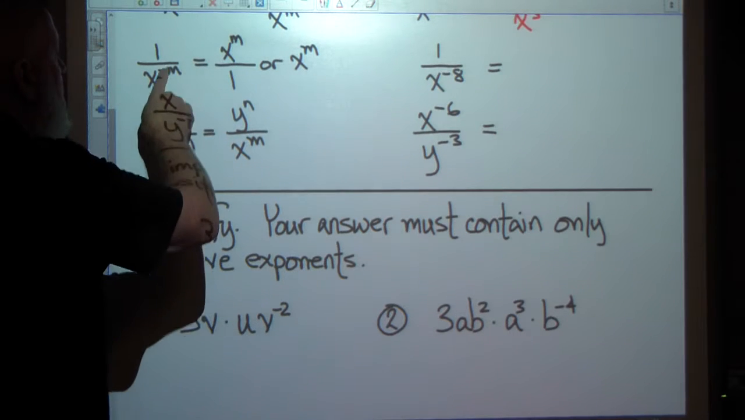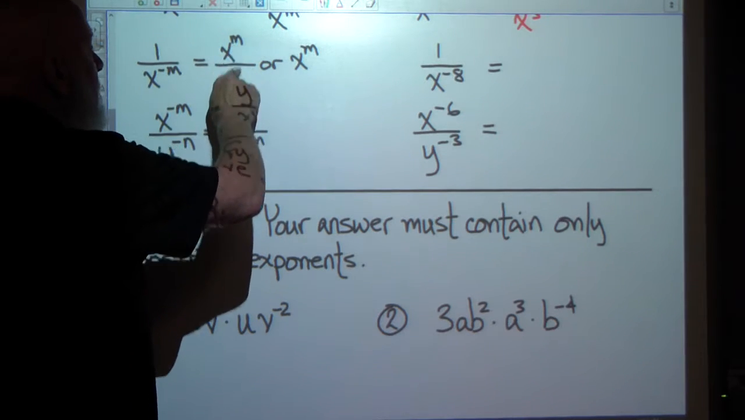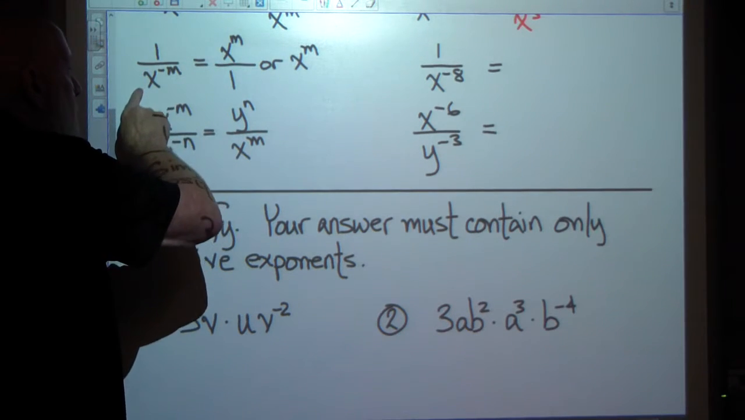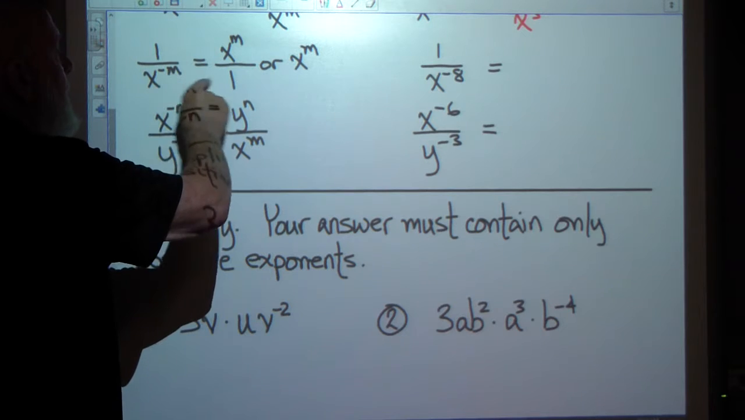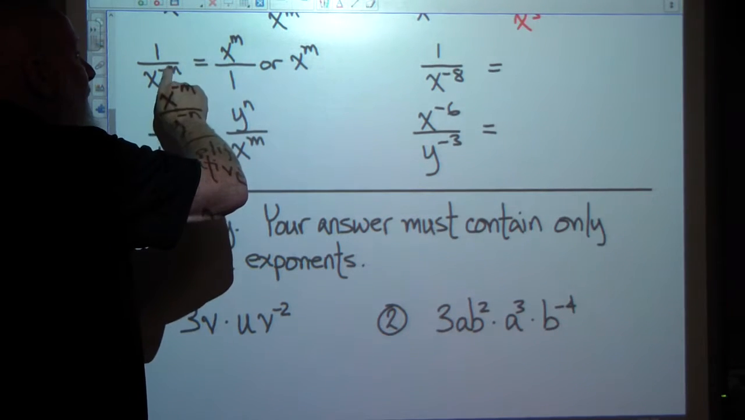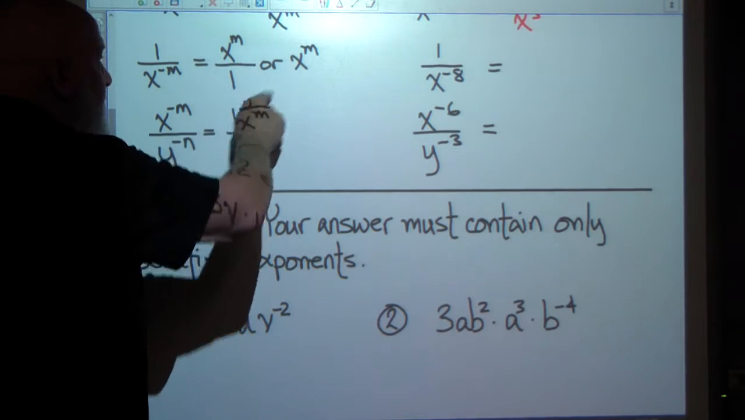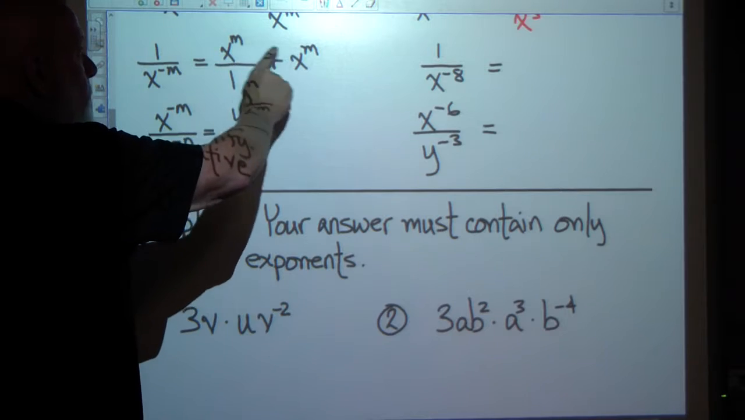Here's another one you run into. You've got a negative exponent in the bottom. Well, if you run into that, you just move it to the top of the fraction, and you can think of this as 1 times x to the negative m. So it leaves the 1, and x to the m goes to the top, and the exponent becomes positive, and x to the m over 1 is x to the m. So you could think of this as this or this.